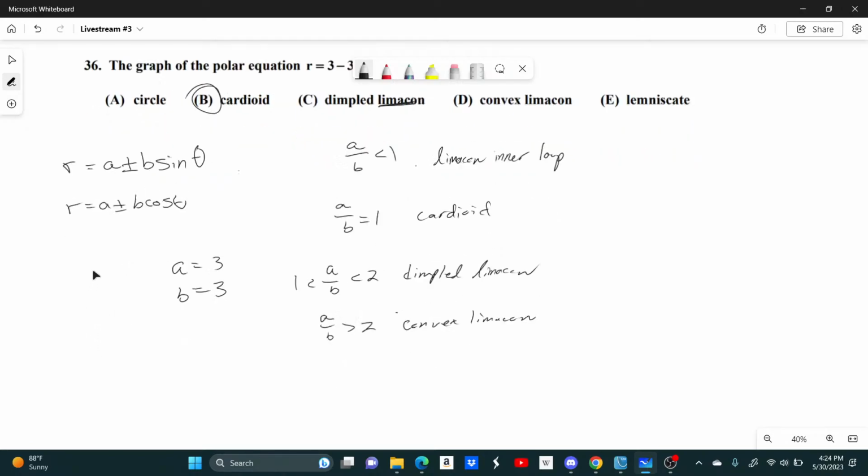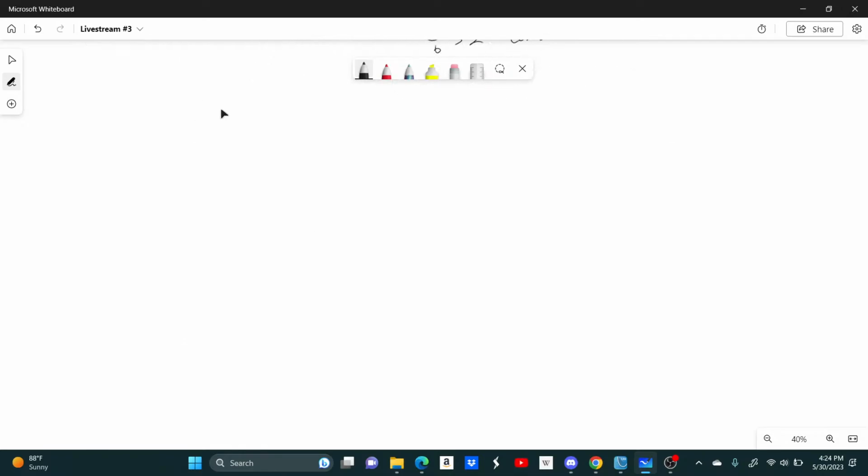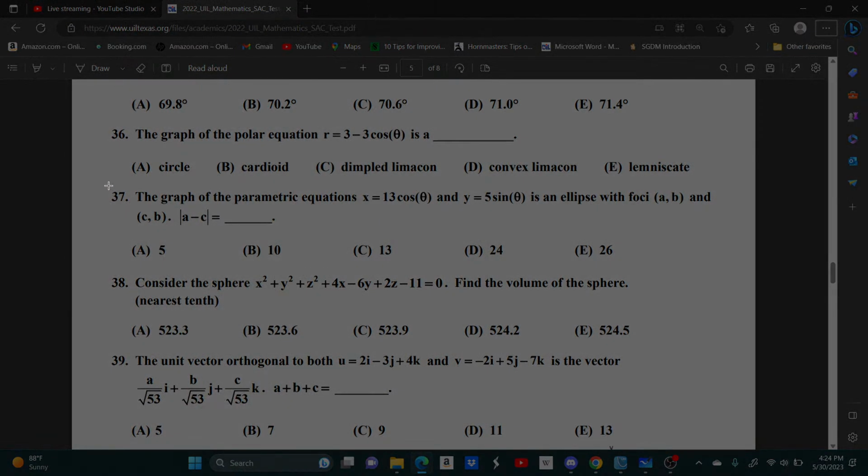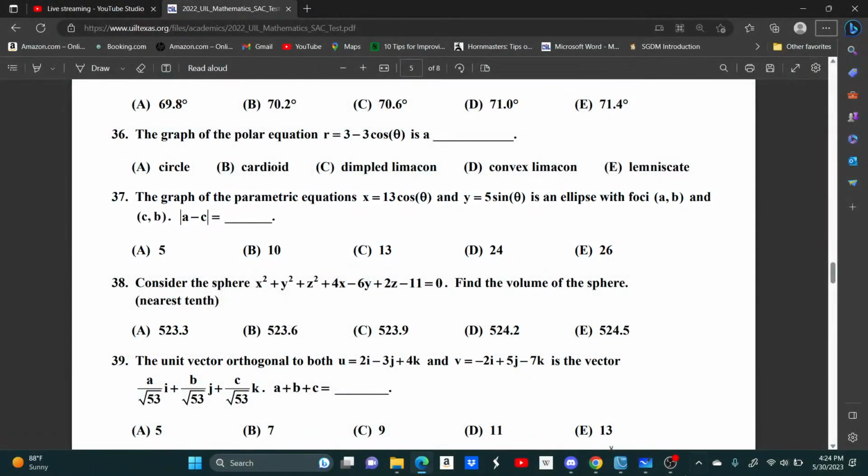Okay, moving on, we're almost to the end. Okay, 37. Oh, we got some parametrics. Sweet.